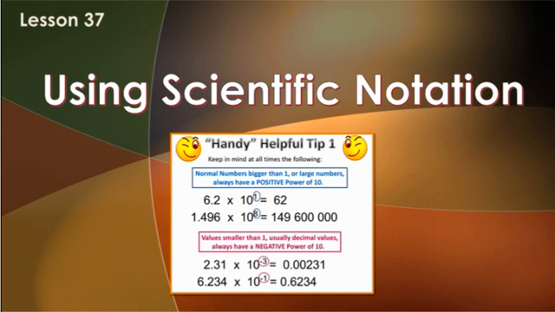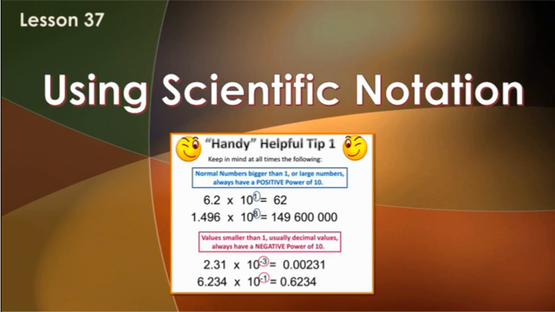Lesson 37, using scientific notation. Here in the picture, you can see using scientific notation. And why would we use scientific notation? We would use scientific notation to write numbers that are either really, really big or very, very small. And they all have a lot of zeros involved with them. So we use scientific notation to be able to read them easily. We write them in scientific notation.